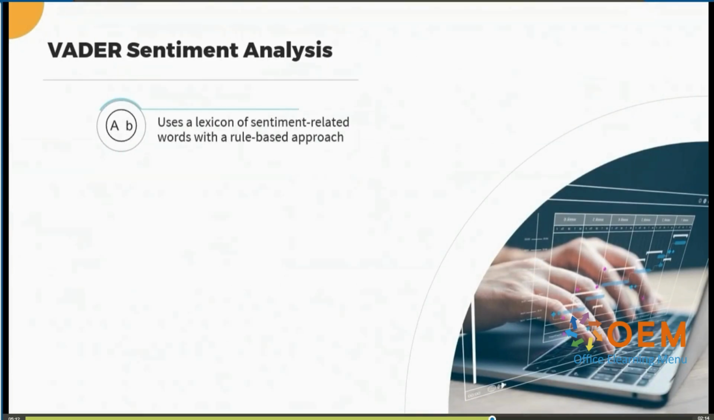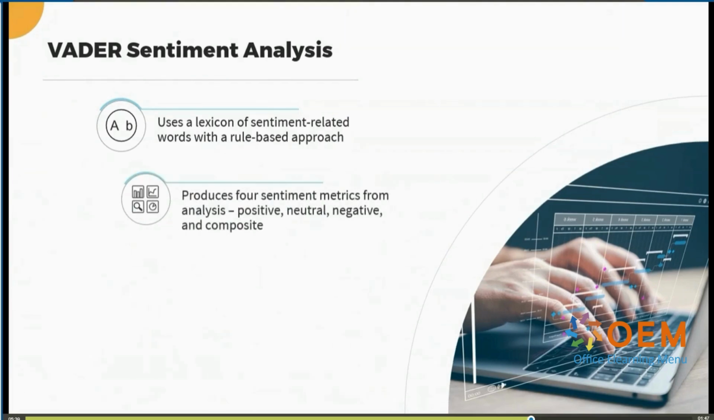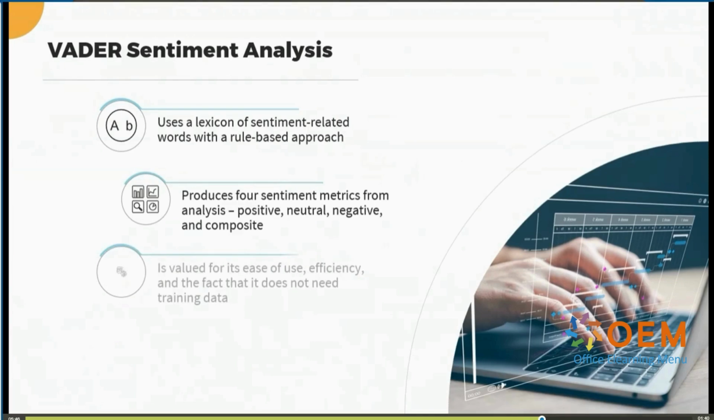VADER makes use of a lexicon of sentiment related words with a set of 5 heuristic rules to quantify the sentiment of a text. Each word in the lexicon is rated as positive or negative and assigned an intensity score. VADER sentiment analysis relies on a dictionary which maps lexical features to emotion intensities called sentiment scores. The sentiment scores of a text can be obtained by summing up the intensity of each word in the text, and VADER produces 4 sentiment metrics from its analysis: positive, neutral, negative, and a composite score.